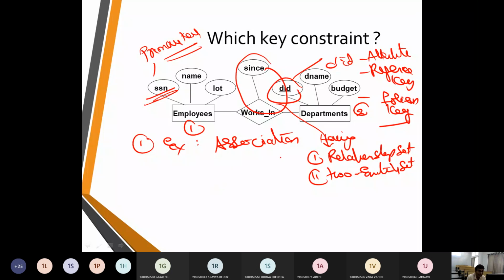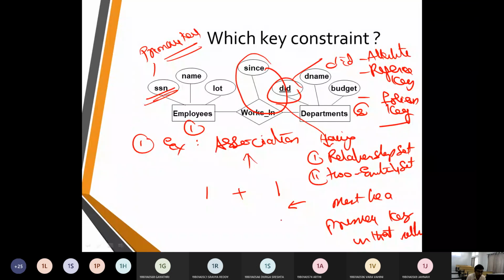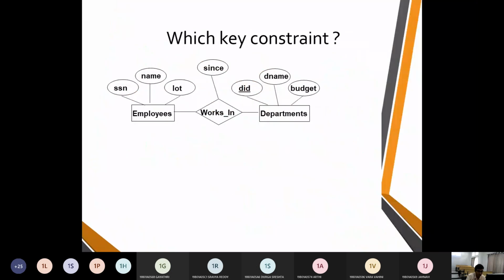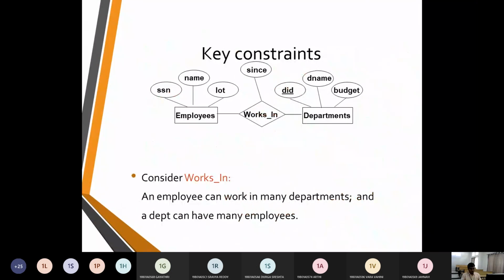The compulsory condition to make an association between one entity and another entity is that the other table we are going to map must have a primary key in that relation. Only then can we make an association here. So, this is an example which shows a works-in relationship.